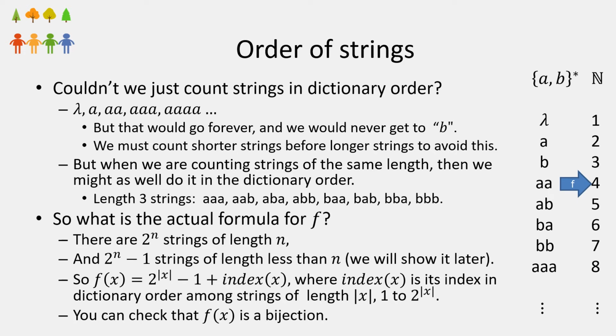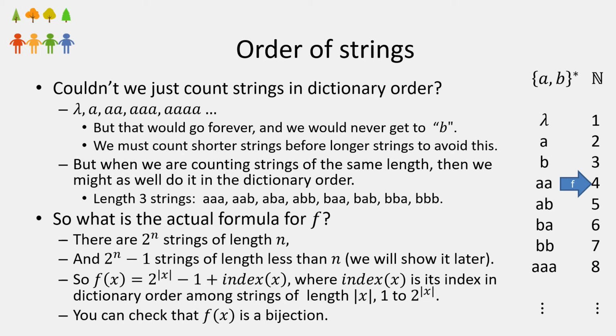Note that we couldn't just count strings in dictionary order. If we would count the empty string, then A, and so on, we would never even get to B. This is why we have to look at shorter strings before longer strings. This is the same reason why with counting integers, we couldn't count all natural numbers, positive integers first, and then count all negative numbers, and we had to alternate between the two.